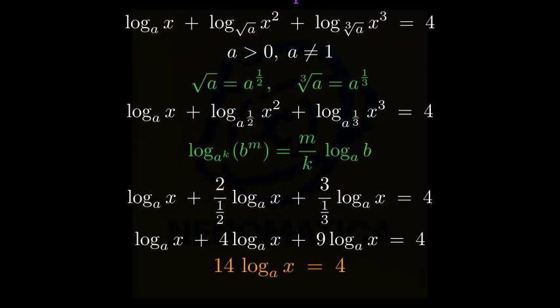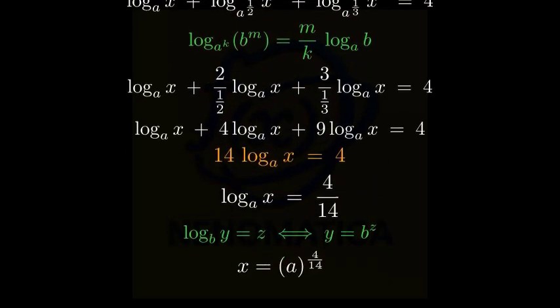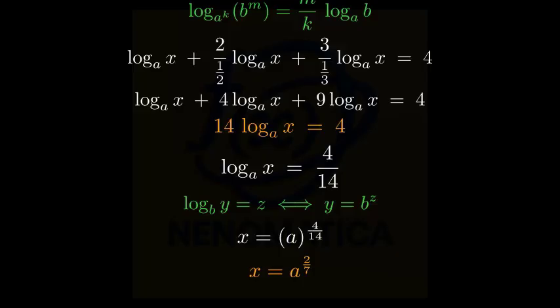So 14 times log base a of x equals 4. Step 5. Isolate the logarithm by dividing both sides by 14. Step 6. Convert the logarithmic equation to exponential form. Therefore, x equals a raised to the 4/14. Step 7. Simplify the exponent. 4/14 reduces to 2/7, so x equals a to the 2/7.